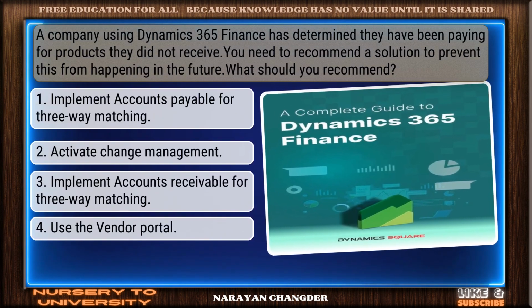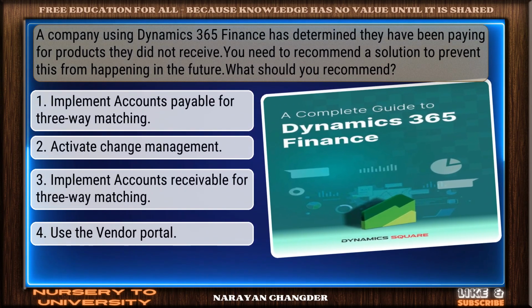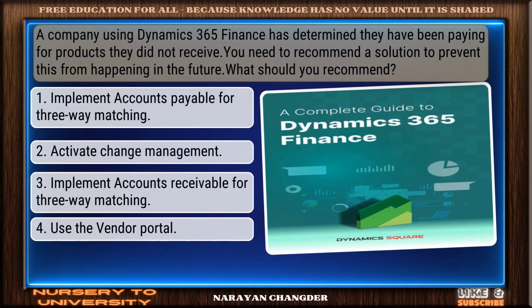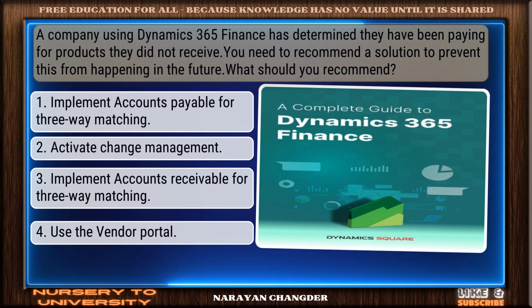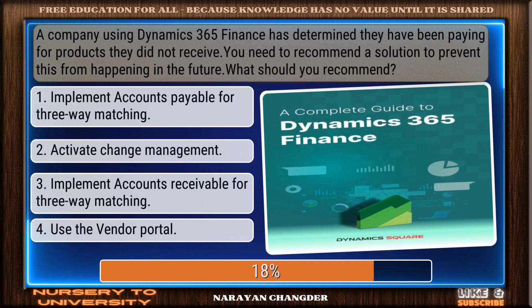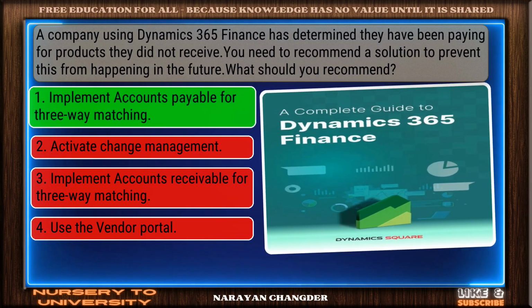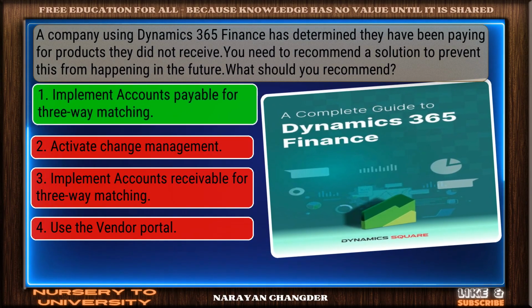Question number 2. A company using Dynamics 365 Finance has determined they have been paying for products they did not receive. You need to recommend a solution to prevent this from happening in the future. What should you recommend? Well reasoned. Implement accounts payable for three-way matching is the correct choice.